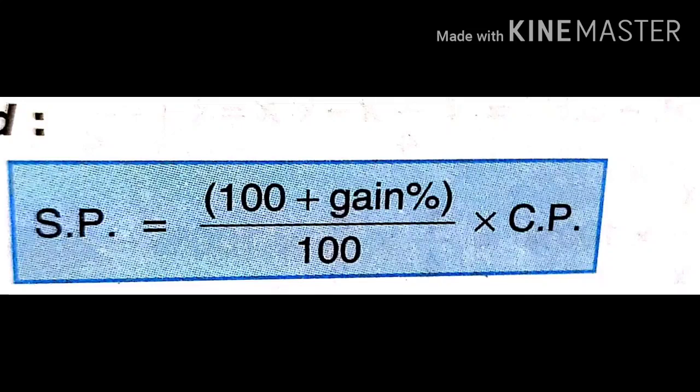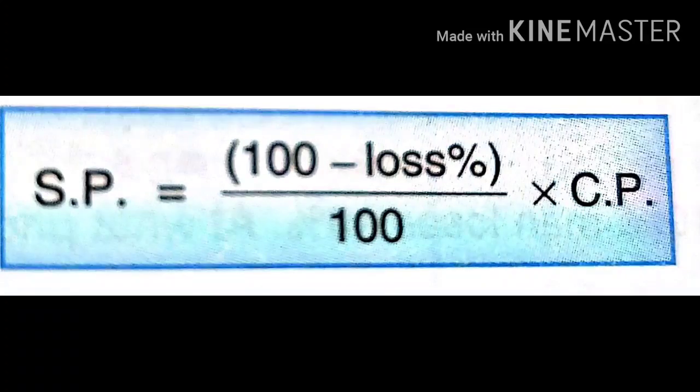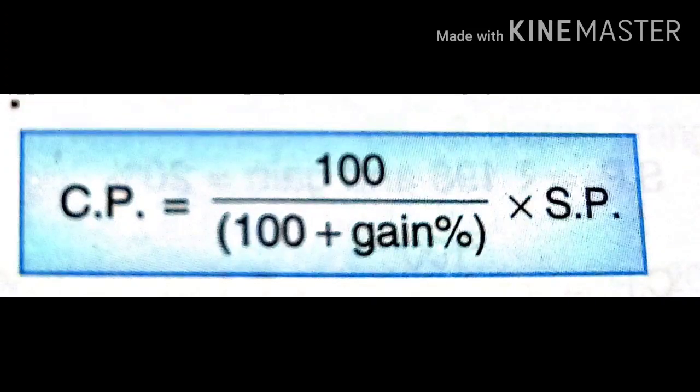When gain percentage and cost price are mentioned in the question, there will be plus. And same formula, how to find selling price? Check in numerator, 100 minus loss percent, same. The same formula, cost price. How to find cost price when gain percentage and selling price is given? We will write like this. We will use direct formula.